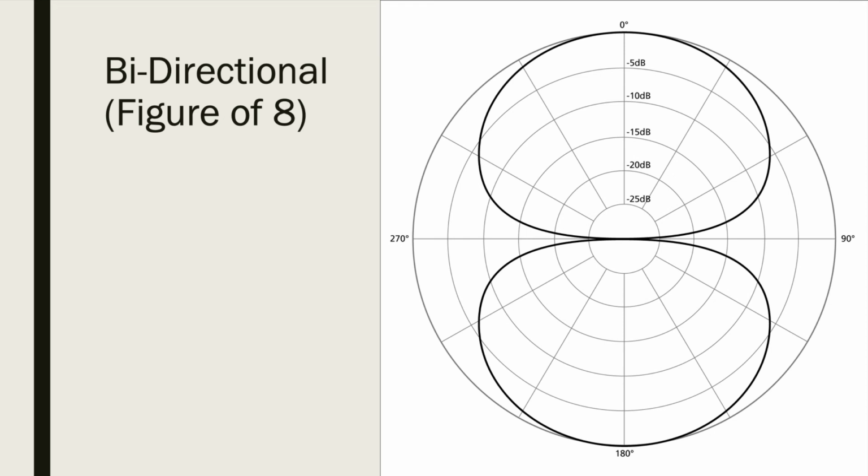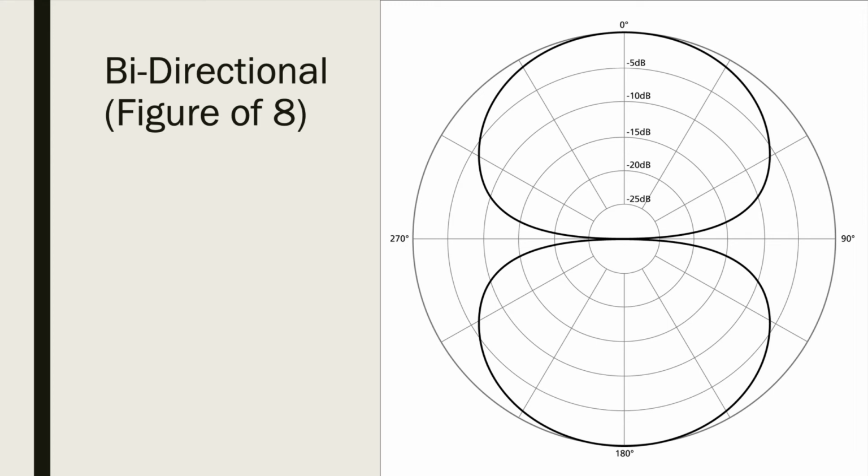Finally, going on to bidirectional, or figure of 8. This is the natural polar pattern of any ribbon microphone. You can now get ribbon microphones that are not figure 8. However, typically 99% of your ribbon microphones are going to be in figure 8.